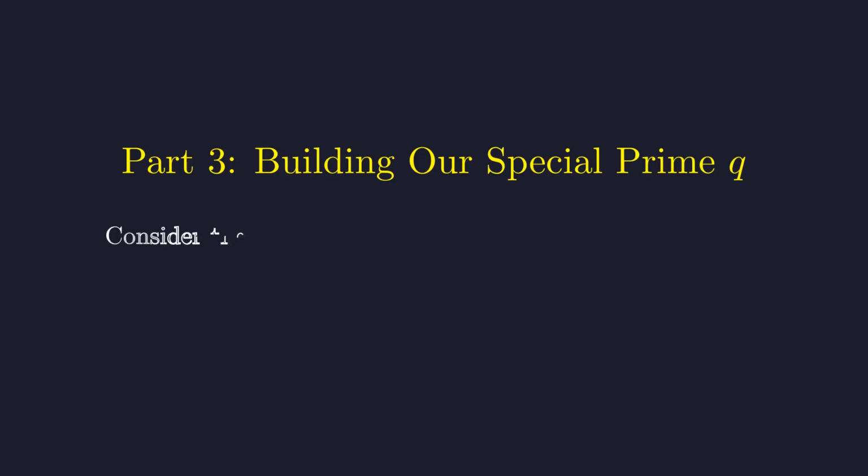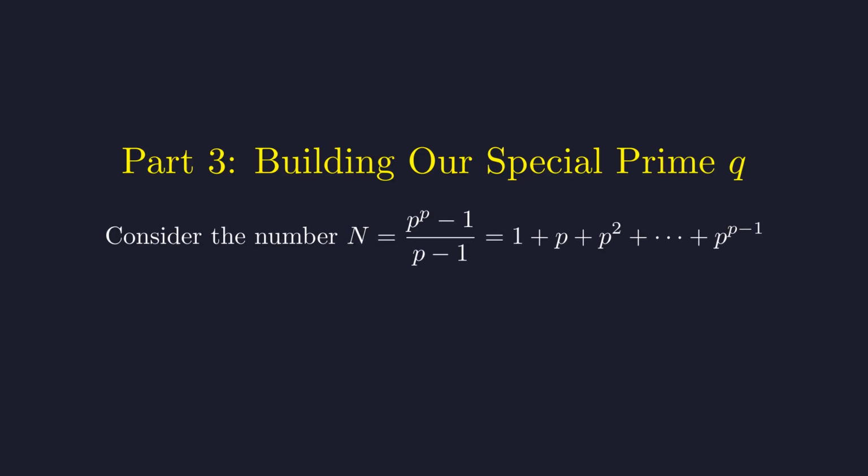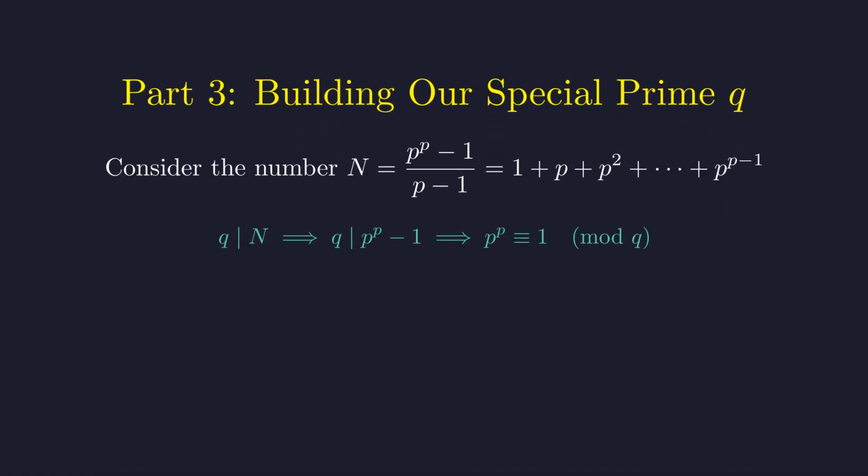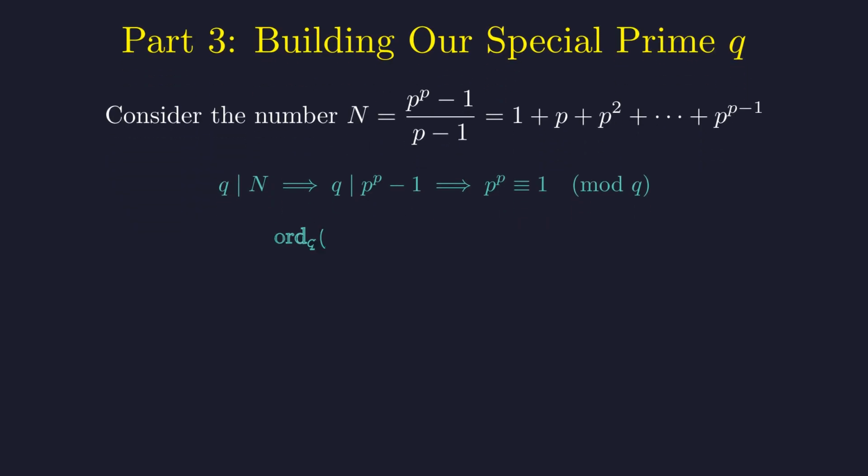That's an excellent question. We will now prove that such a prime not only exists, but we can construct it from p itself. Let's define a number n as p to the p minus 1, all divided by p minus 1, which is this sum. We will choose q to be a special prime factor of this n. Since q divides n, it must divide p to the p minus 1. This means p to the p is congruent to 1 modulo q. The order of p must divide the exponent p. Since p is prime, the only possibilities for the order are 1 or p.